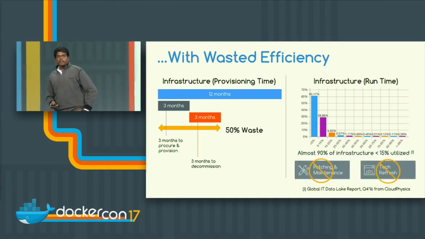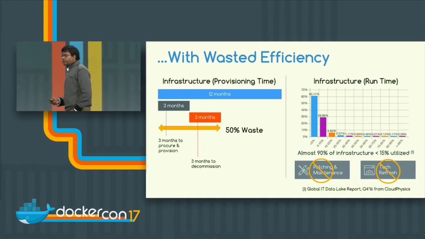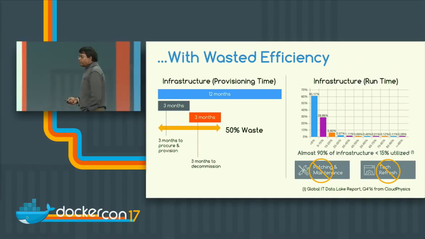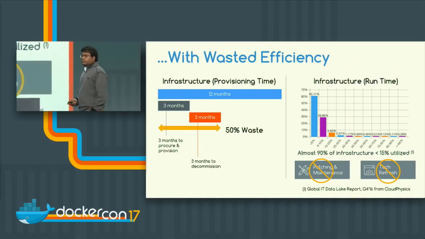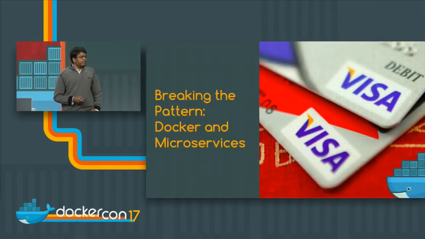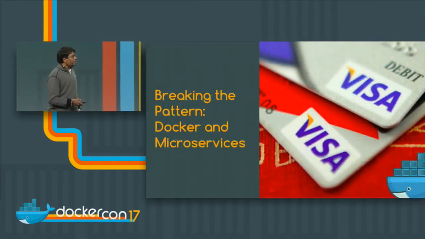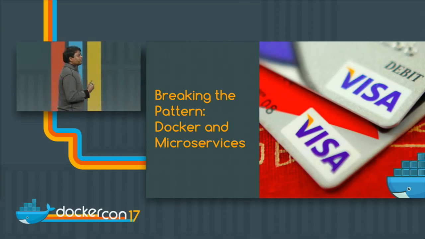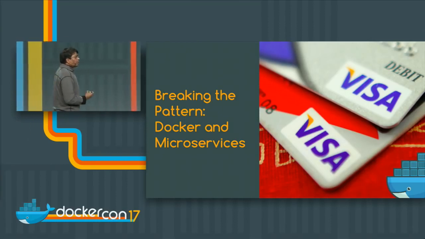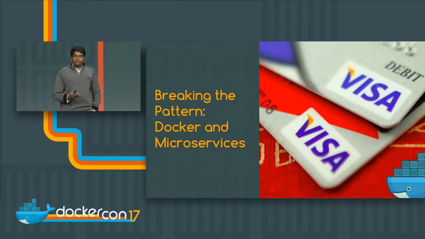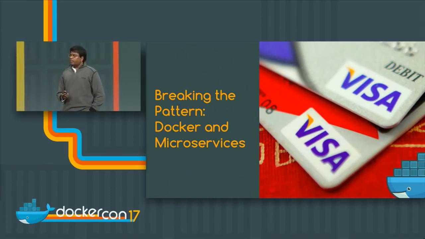On top of it, there is no business value for the tech refresh. There is no business value for patching and maintenance. We would rather be giving business functionality than patching and maintaining. So we want to break this pattern with a technology. And among all the technologies, we picked Docker and microservices.